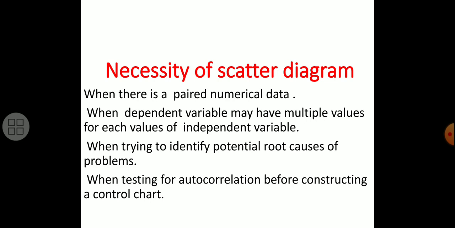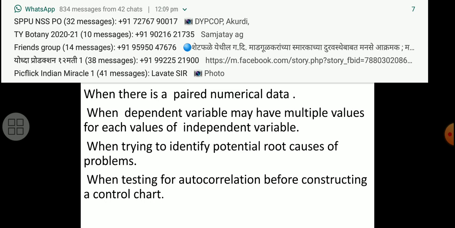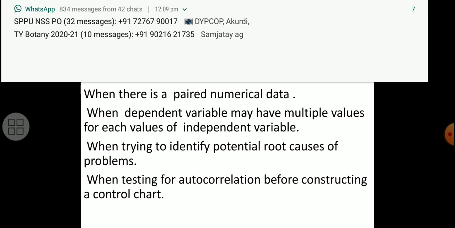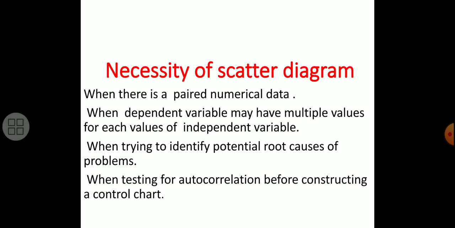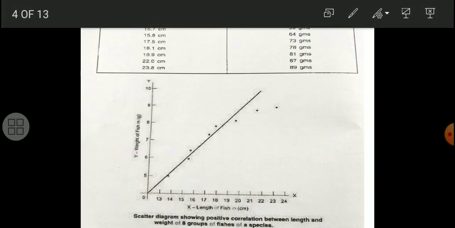In the first acre we have added 500, in another 1000, in another 1500, like that we have increased the amount of decomposed fertilizer added to the jowar plants, and finally we have to find out the increase in the amount of yield. So there we have to compare all these things. Root causes, potential causes, all sorts of things come in when testing for autocorrelation before constructing a control chart.